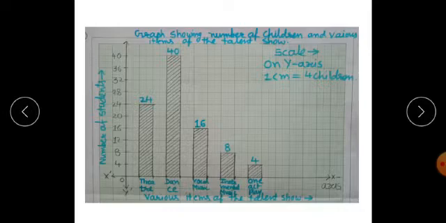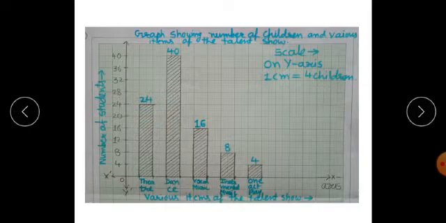If you look at this graph, then each and every information is conveyed by this graph. Name is written on the top, scale is written, then x-axis and y-axis are drawn which intersect each other at the point of origin. Then various items of the talent show are written below the x-axis, and number of students are taken on the y-axis.